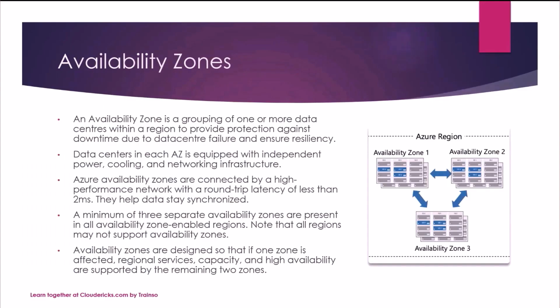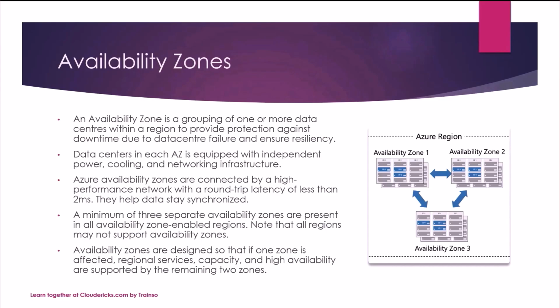Availability zones. An availability zone is a grouping of one or more data centers within a region to provide protection against downtime due to data center failure and ensure resiliency. Data centers in each availability zone are equipped with independent power, cooling, and networking infrastructure. Azure availability zones are connected by high-performance network with a round-trip latency of less than 2 milliseconds. They help data stay in sync. A minimum of 3 availability zones are present in all availability zone-enabled regions.